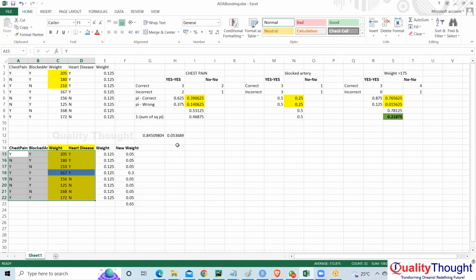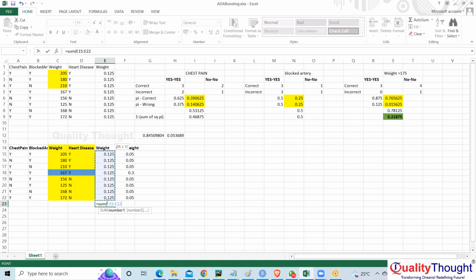So what we are saying is that, since this is incorrect, we will try to take more of this in the new set. We will try to take more of this and less of the other ones. So this is a new weight. Now, if you do the total sum of this weight, it is 0.65. Typically the weight should be equal to 1, because we did 1 by 8. So now we have to normalize this weight. Normalize means the total should be 1.